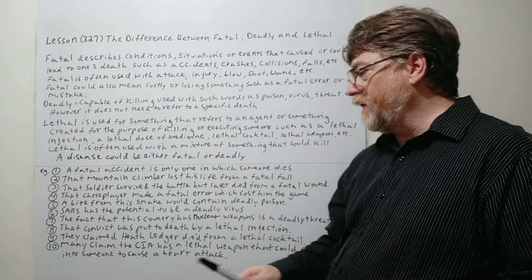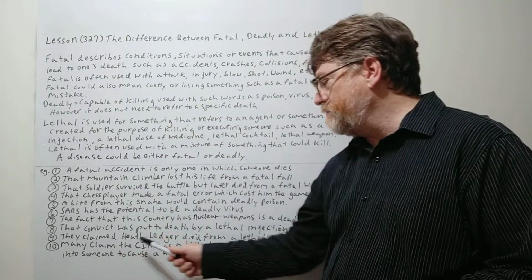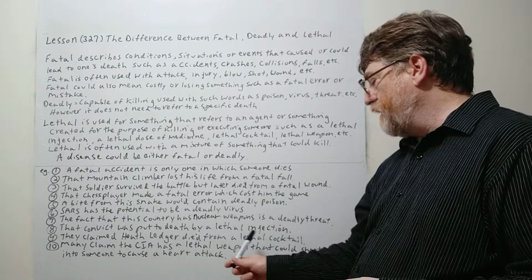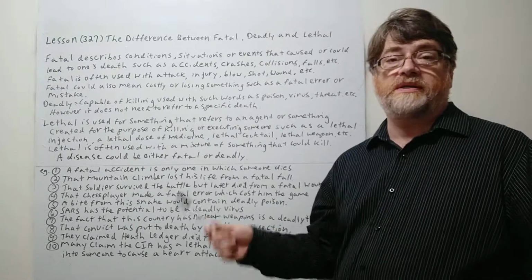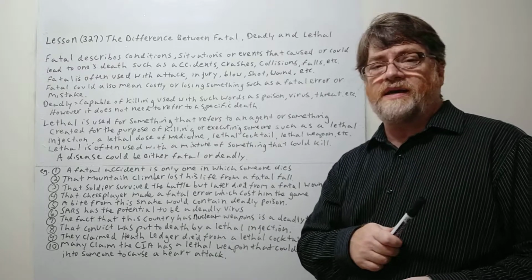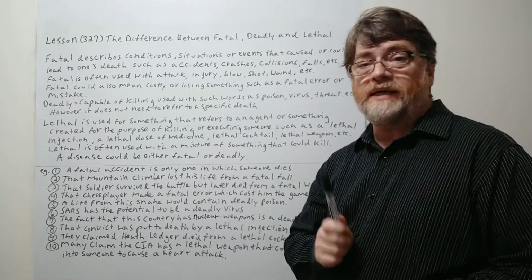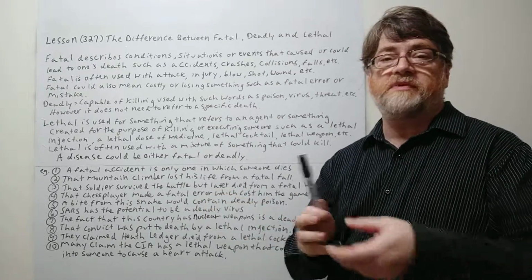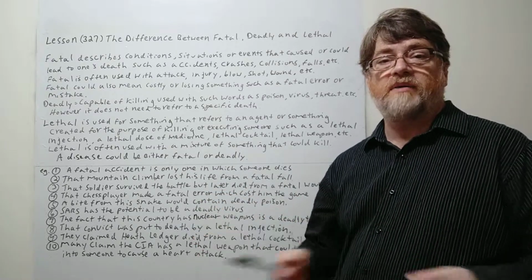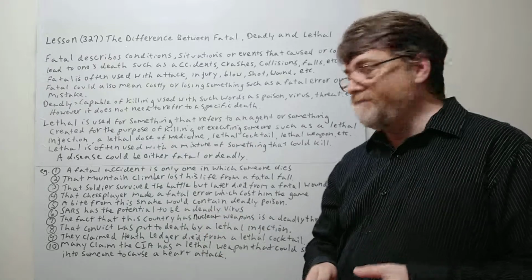Number 9, they claimed Heath Ledger died from a lethal cocktail. This is another one where I talked about the celebrities. I did look it up, and I think they said that it was actually mostly legal drugs that he was taking. But it was the combination. He wasn't supposed to be taking them all together, and somehow it caused him to die.